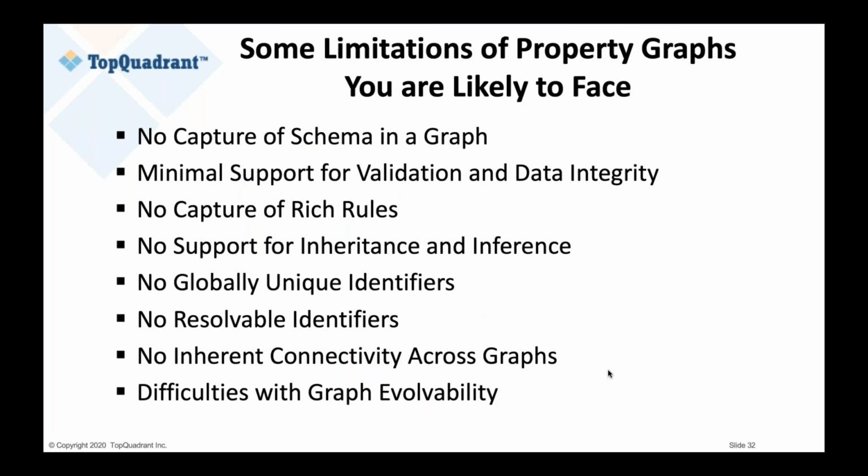We have a number of customers that have been moving from property graphs to RDF knowledge graphs, because property graphs are mature systems and easy to get started with, but they've been running into some limitations. Here you see the list of those limitations, and they're kind of a reverse of the differences that I was pointing out before. They have to do with capture of schema in a graph, with evolvability, with support for inference, etc.